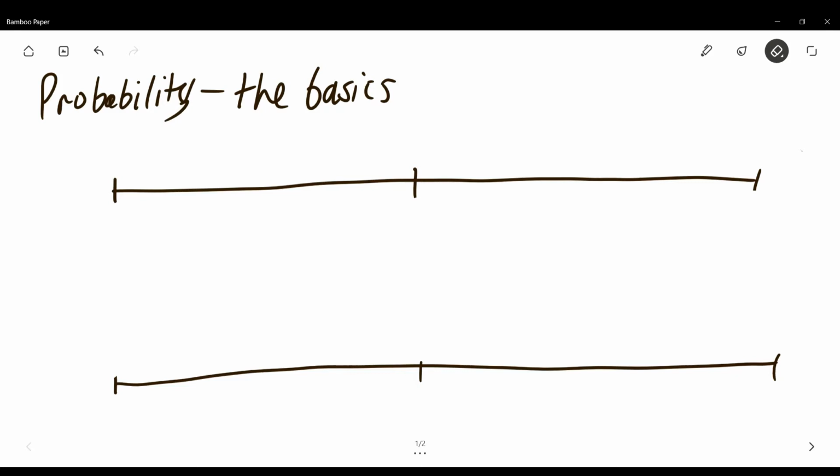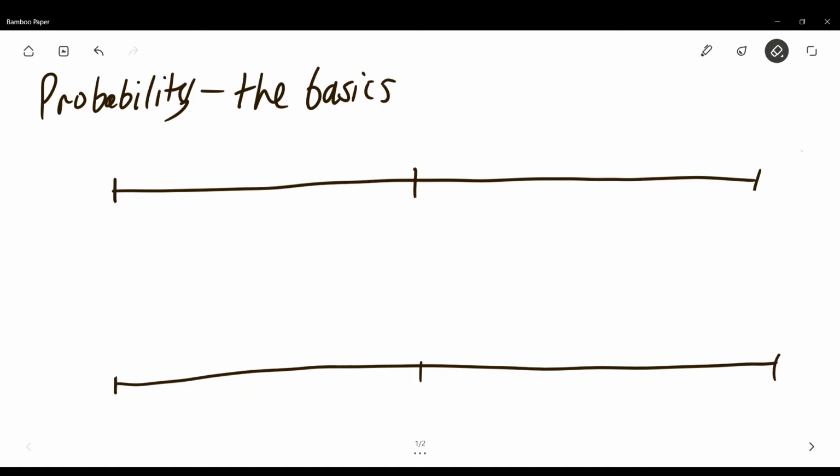Okay, so let's talk about probability. The very, very basics. Now, this is a recap for most people because you probably should have done it in year 7 and year 8. If you haven't, this is new to you. If you have, then this will be a recap. So, first off, we're going to look at probability basics.